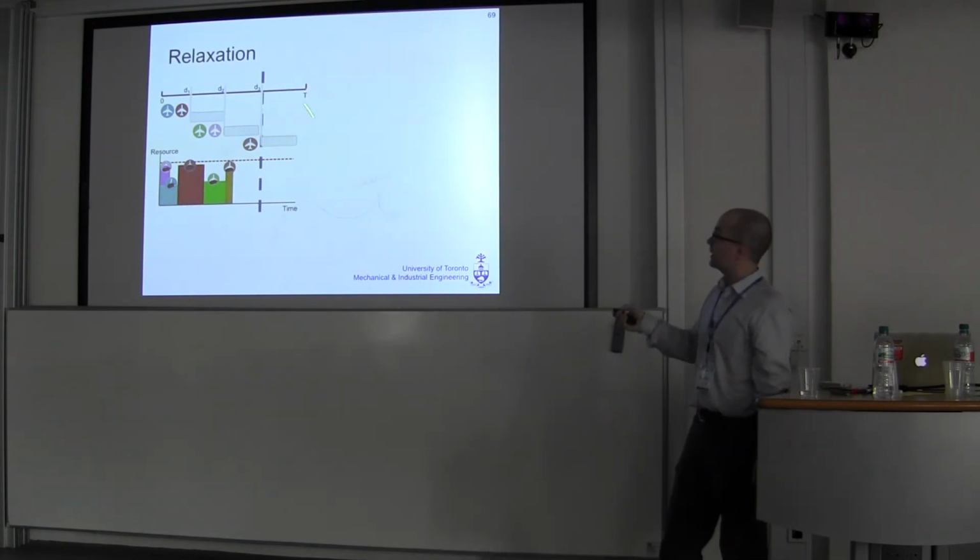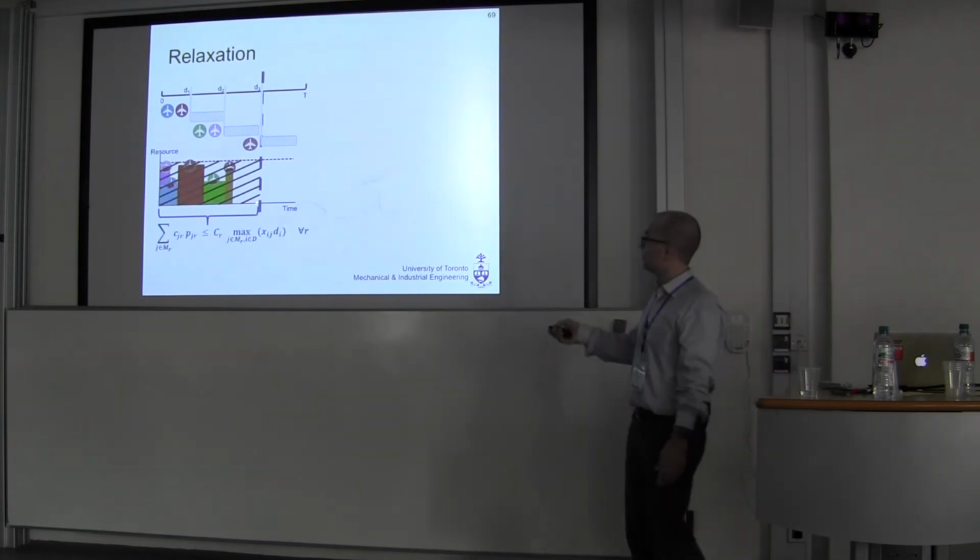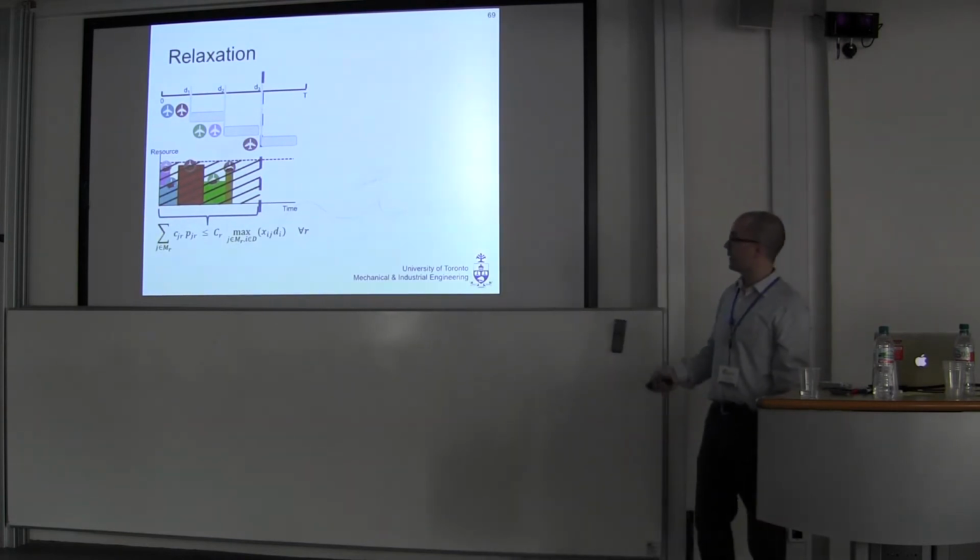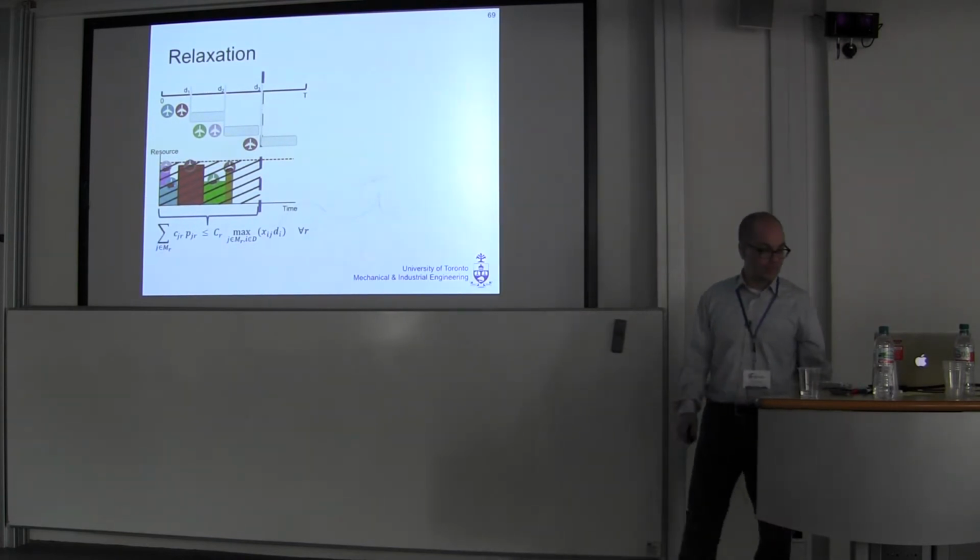So the weak relaxation is to take the last due date, take this area, and realize that the sum of the areas of these jobs has to be less than or equal to the sum of this area. And that's what that actually looks like in the model.